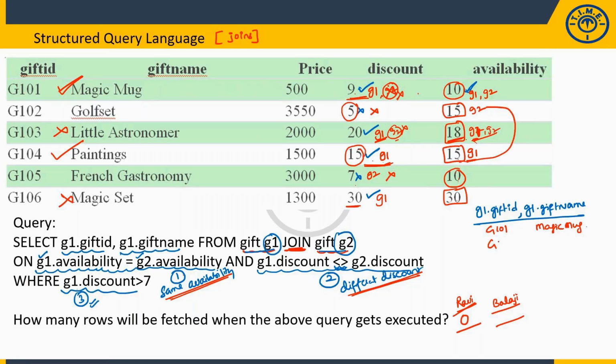2 rows. That is, one is G101 magic mark and second is G104 paintings is going to be selected. So the number of rows in the output is 2 rows.